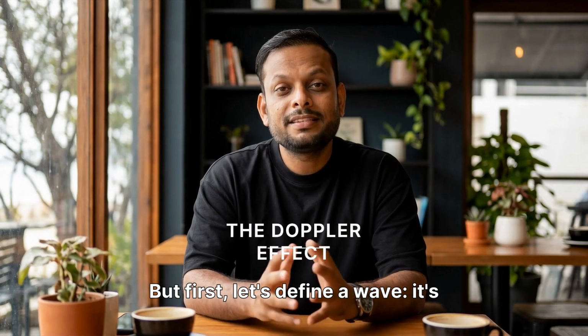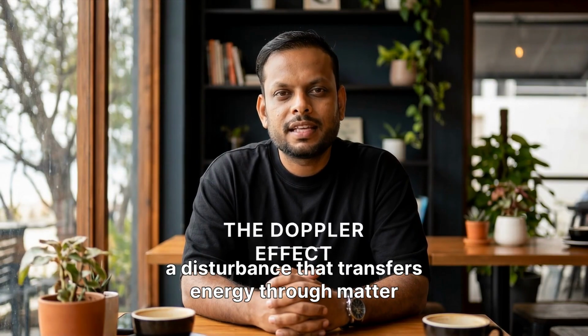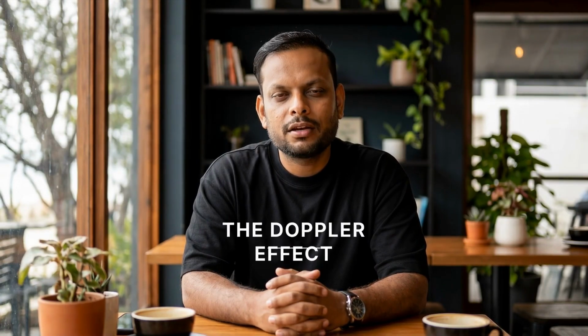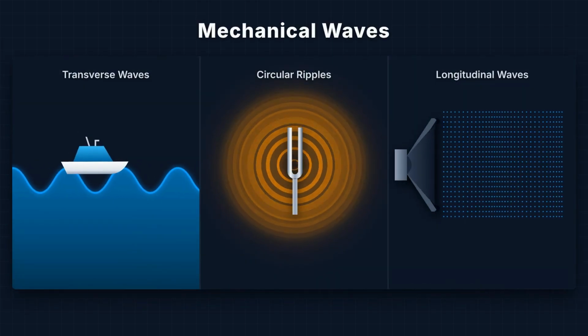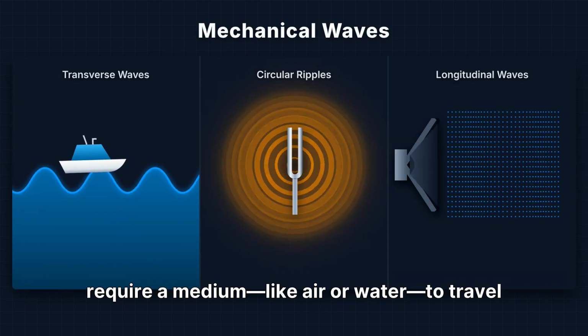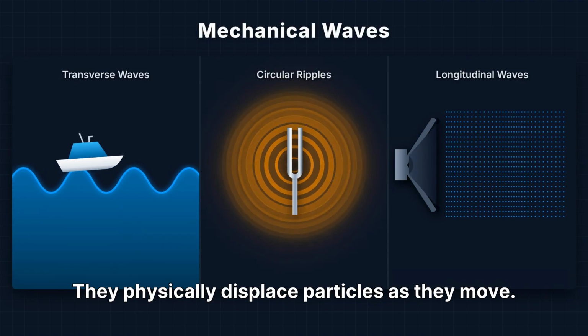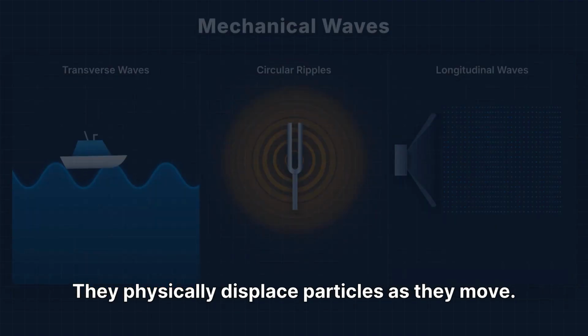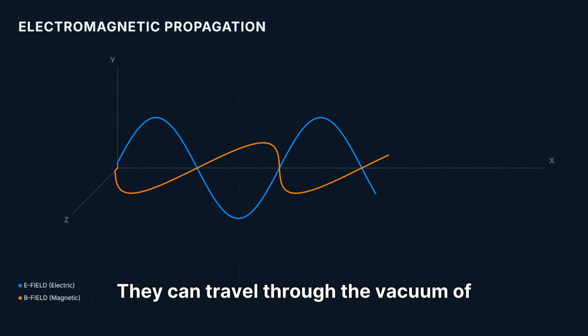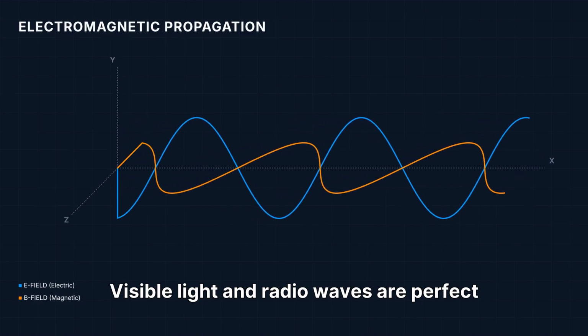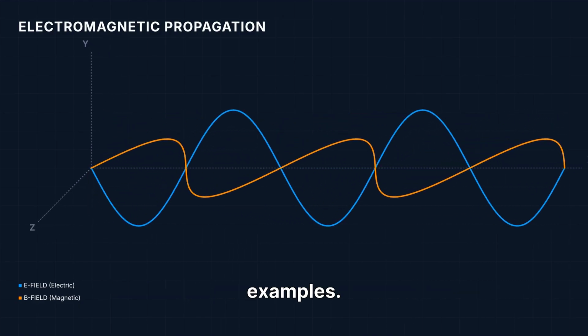But first, let's define a wave. It's a disturbance that transfers energy through matter or space. Mechanical waves, like sound or water ripples, require a medium, like air or water, to travel through. They physically displace particles as they move. Electromagnetic waves, however, don't need a medium. They can travel through the vacuum of space. Visible light and radio waves are perfect examples.